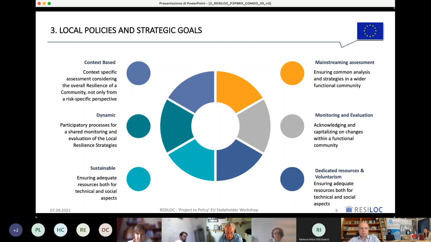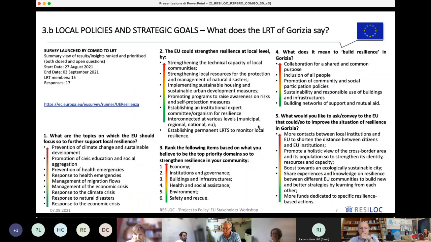And we need a mainstreaming assessment to have a common analysis on a wider community. Monitoring and evaluation is very important since we're subject to continuous changes and we need to capitalize on those changes. And again, dedicated resources, not only we need to ensure that we have resources, but they need to be dedicated resources, especially to this topic, and we need to capitalize on volunteerism.